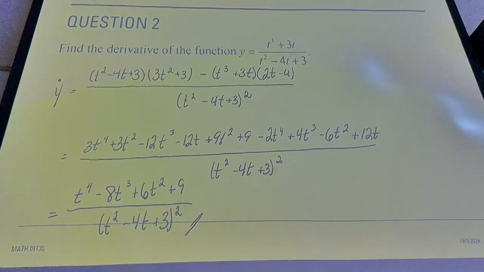You have to figure out what's in the box. Generally, you want your fractions to be in reduced form. But that's, yes, generally. Up here, I'm 99.999% confident that t squared minus 4t plus 3 is not a factor of the numerator.